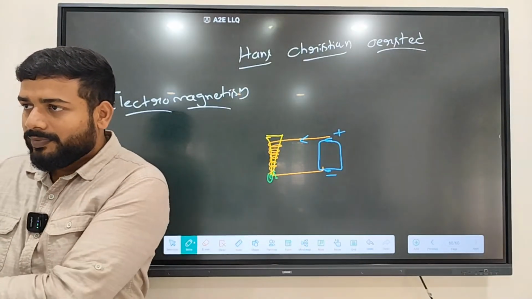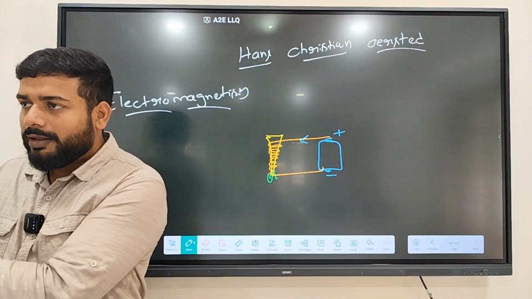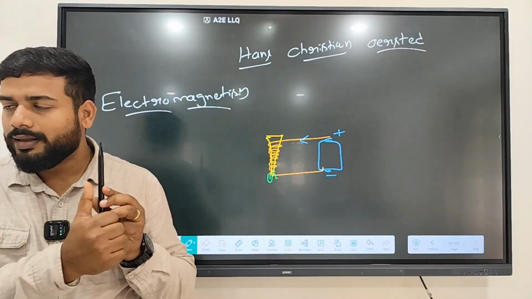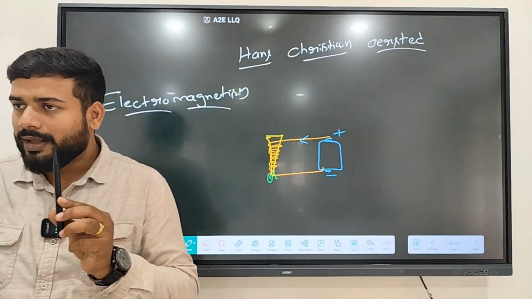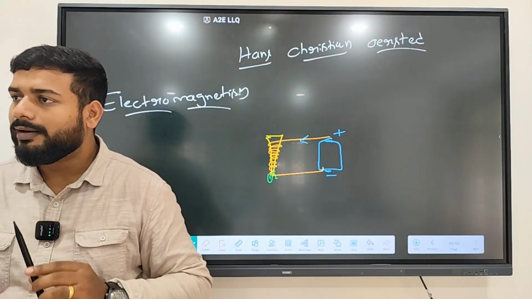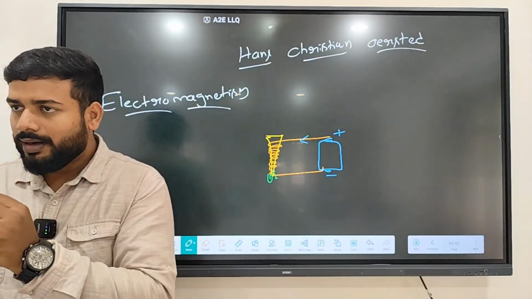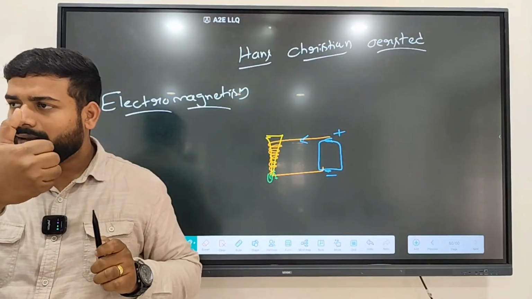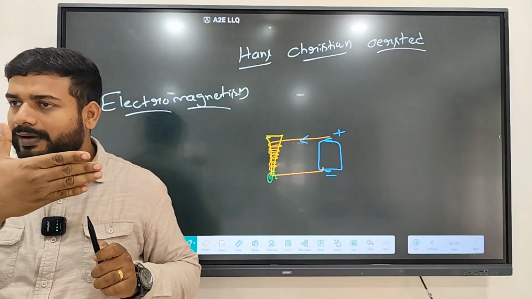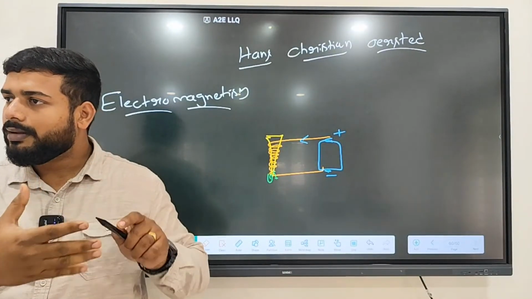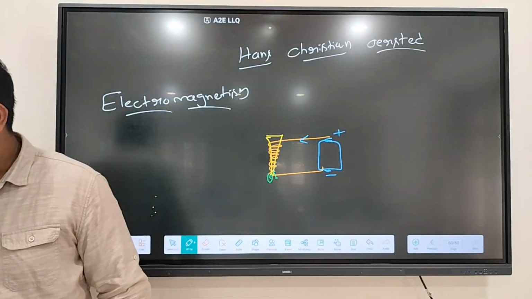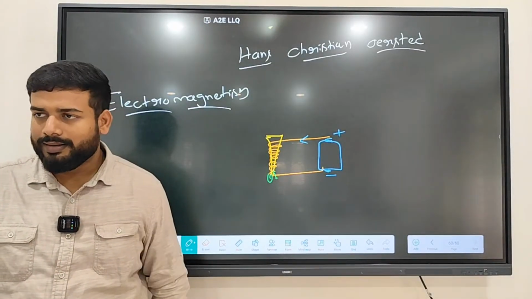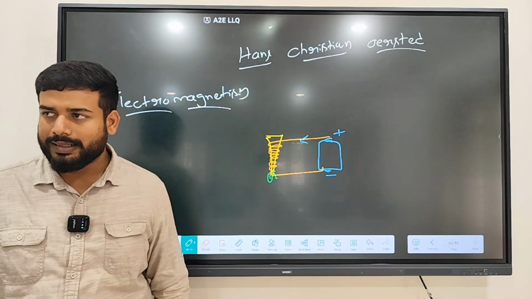This rule says the thumb indicates the current carrying wire. The other fingers around it indicate the magnetic field lines. What is the angle between the thumb, or current carrying wire, and the magnetic field lines? The angle between the electric current carrying wire and the magnetic field lines is perpendicular, 90 degrees. Electromagnetism, right?